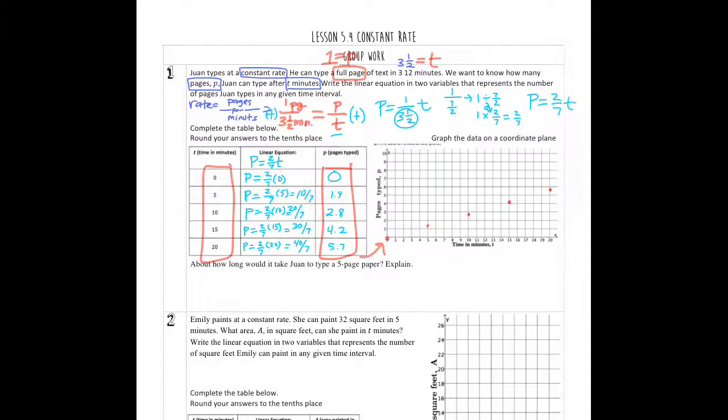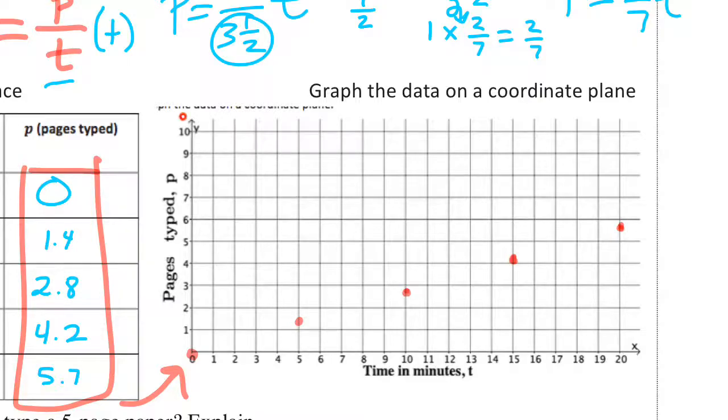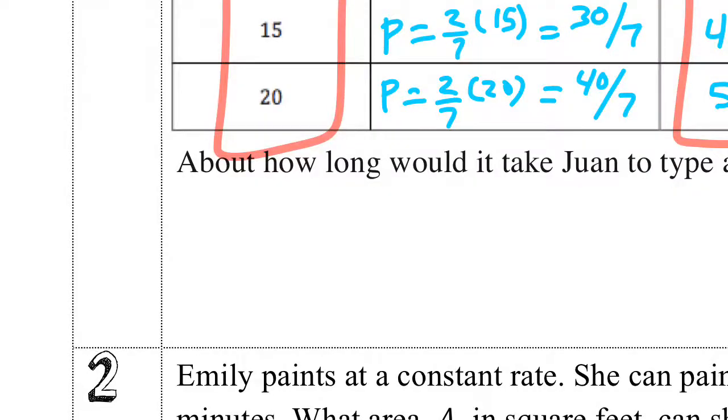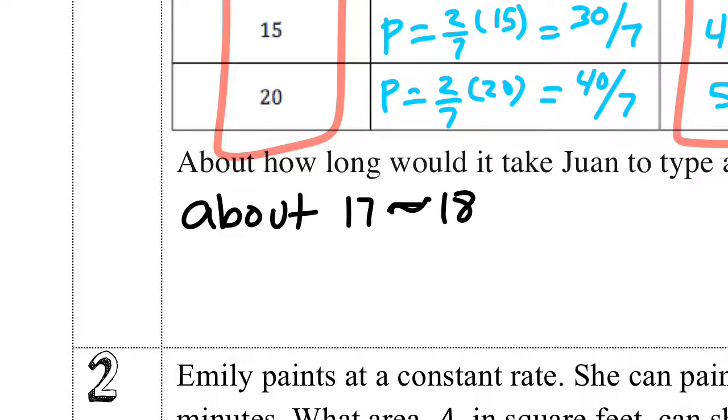So if I use the graph, what I want to do is look at the pages, and I want to go to 5. And I want to go across and think about, well, if there was a line here, where would it cross? To me, when I look at it, it's probably crossing in this area here. So I would say it probably takes him 17 to 18 minutes to write 5 pages. So I'm going to write down, that's my guess: about 17 to 18 minutes.